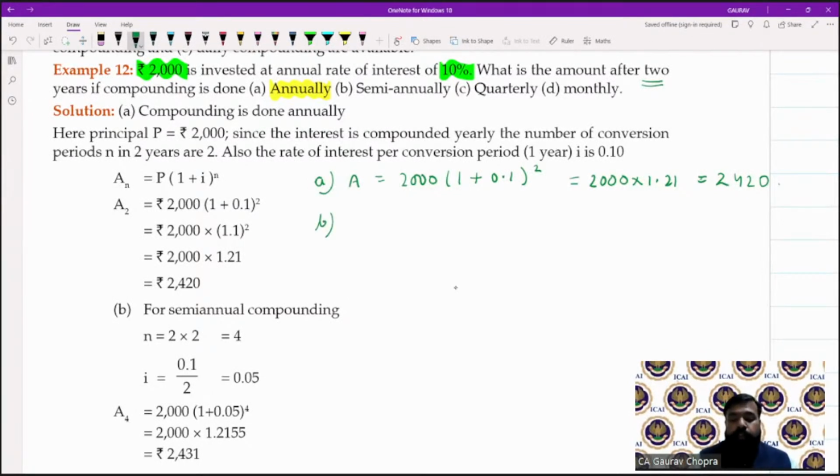Now, second one. In second case, semi-annually. Now, in semi-annually, what we have to do? Change the time and rate. Now, what will be the time? Semi-annually multiply with 2. So 2 years multiplied by 2, it becomes 4. And what about rate? Rate is 10% per annum. So divided by 2, it will become 5%.